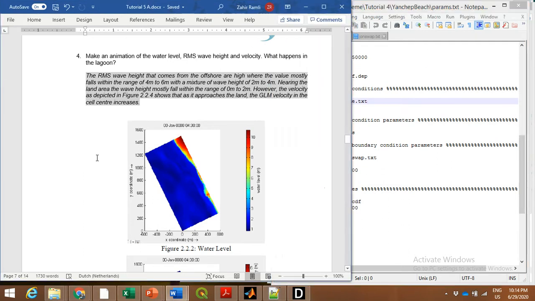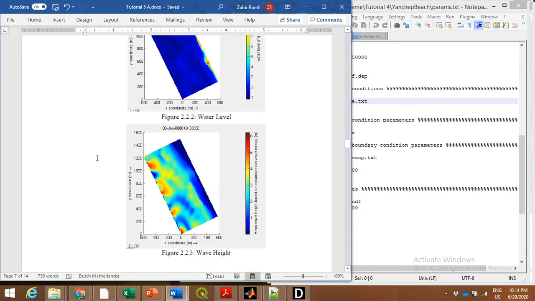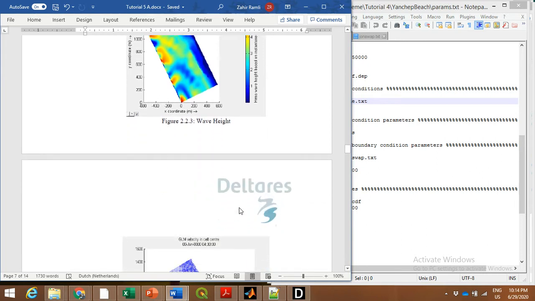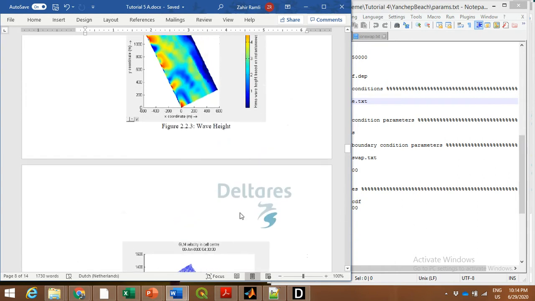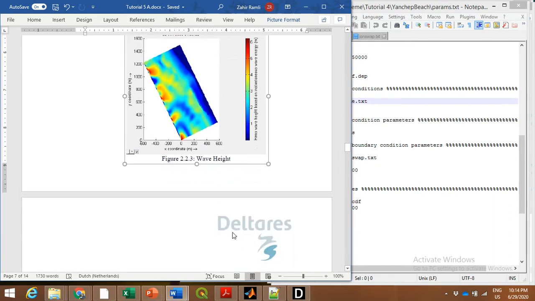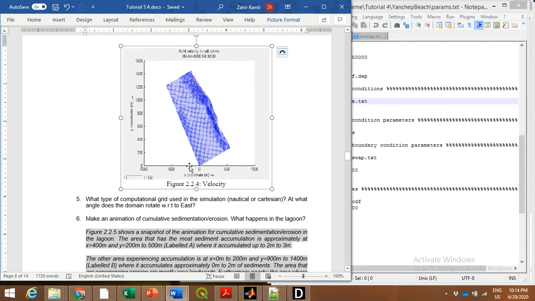Okay. So, okay, you can do wave water level, and then you can do wave height, you can see monitor, and then you can do the velocity. Okay, so what's interesting here? In this simulation, this is asked by the next question, number 5. What type of computational grid is used in the simulation?